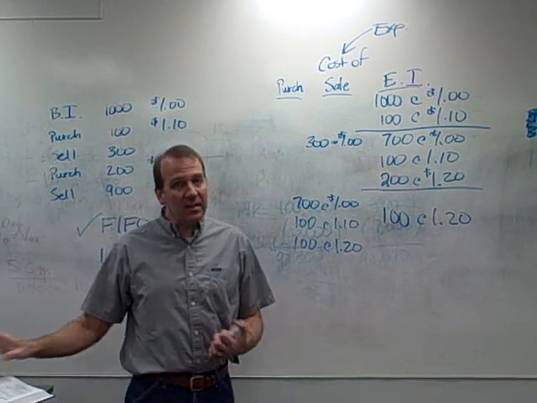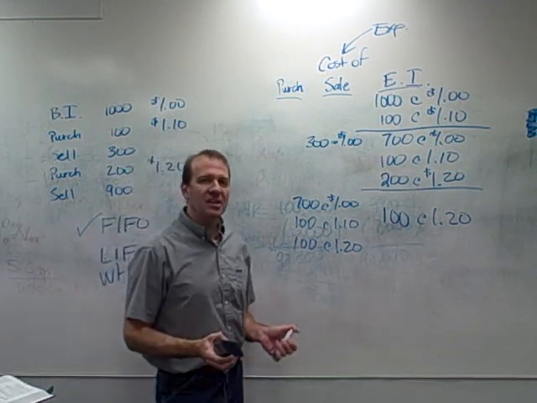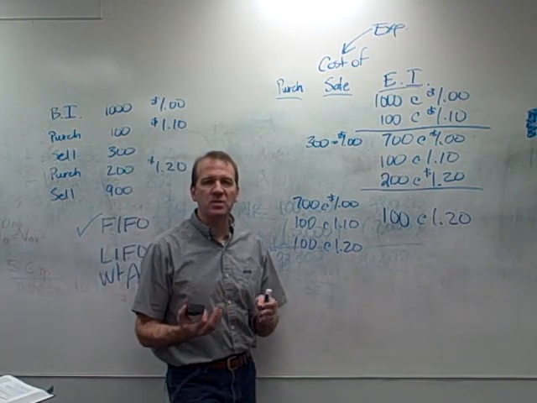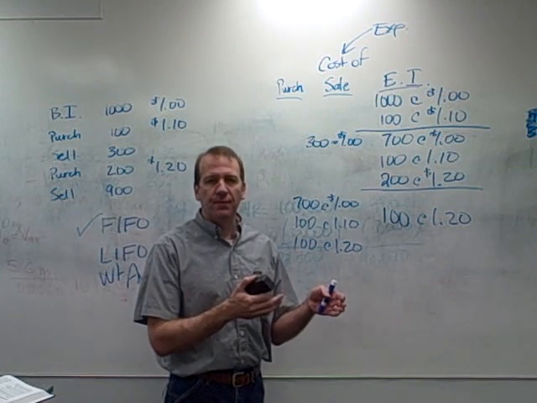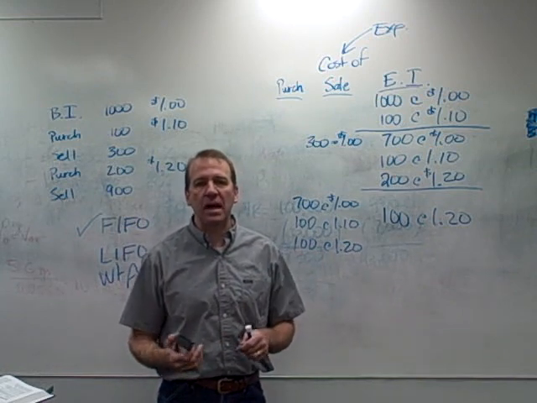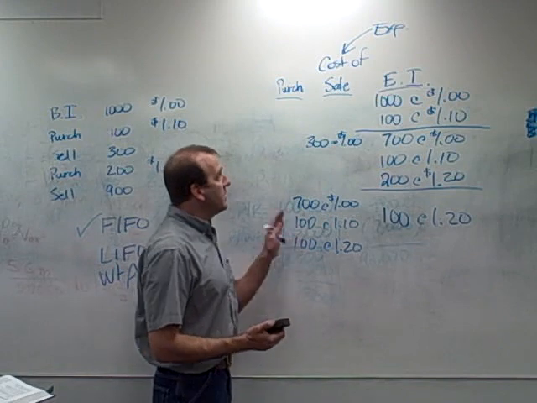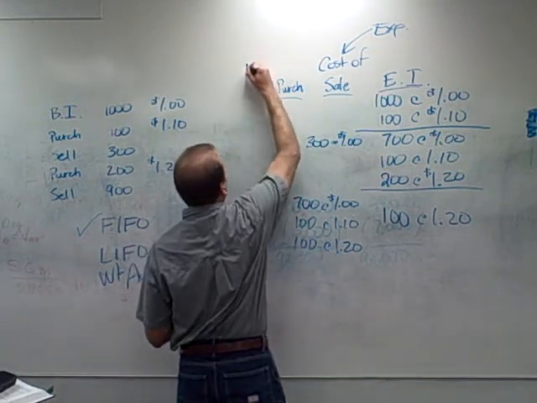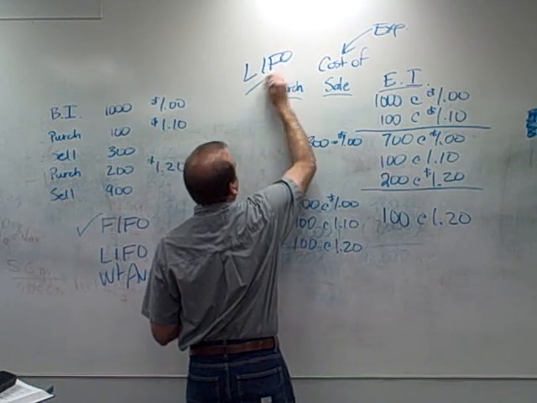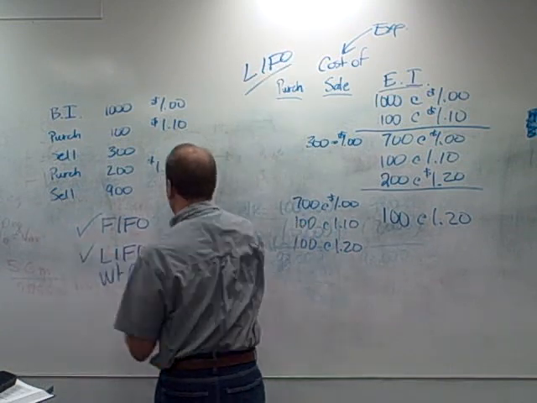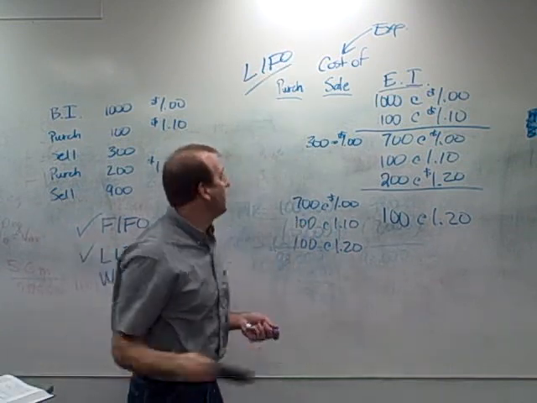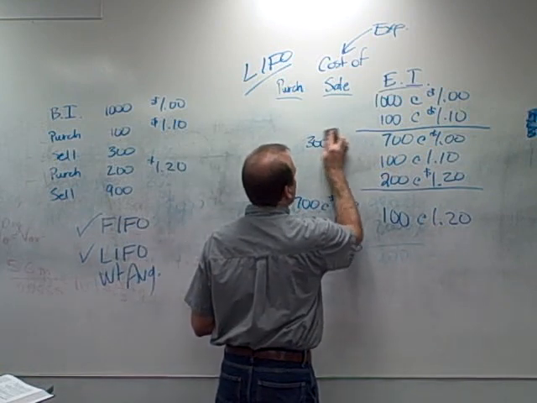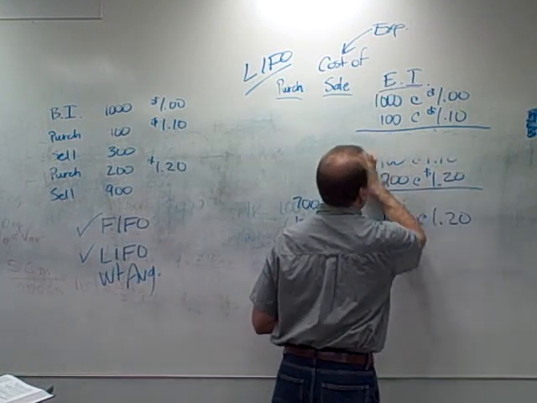Okay, I think this is pretty easy stuff. You just got to kind of read it and make sure you understand the difference between FIFO, first in, first out, LIFO, last in, first out, and the weighted average. So this is the FIFO method. So now let's look at the LIFO method. Under LIFO, let's check that one off. Under LIFO, what's going to happen is we're going to sell 300 of them.